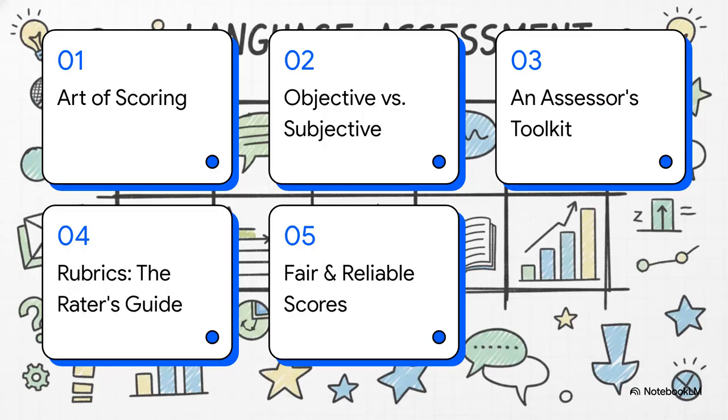So, to figure this all out, here's our game plan. First, we'll talk about what the art of scoring even is. Then, we'll get into that big choice between objective and subjective judgment. After that, we'll crack open what I like to call the assessor's toolkit, to check out 3 core methods. We'll zoom in on the power tool that is the rubric, and finally, we'll talk about the ultimate goal, making sure our scores are fair and reliable.